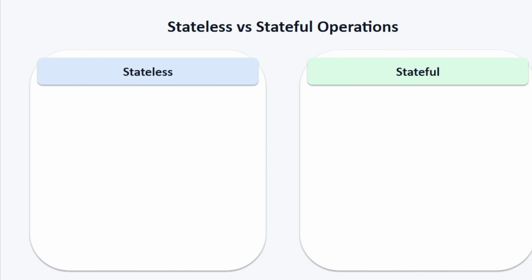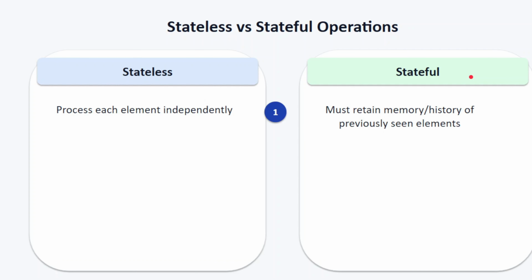Now, there is one more critical detail about intermediate operators. They are actually further classified into 2 categories, stateless and stateful. Let's break down the differences point by point. First, let's look at how they handle elements. Stateless operators process each element independently. They do not need to know anything about the other elements. On the other hand, stateful operators must retain memory or a history of previously seen elements to do their job.